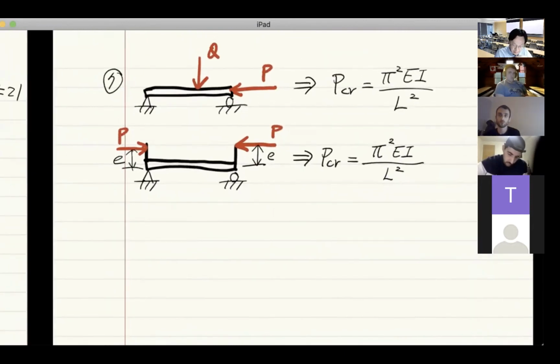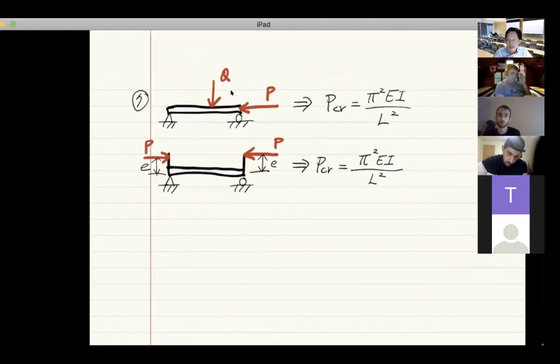Is that a coincidence? Because these two problems look completely different, right? Correct? It certainly shouldn't strike you that these two problems look the same. They're different. Subjected to different loading conditions, they may even have different structure conditions. How come the critical loads are the same? Is something fishy going on here?